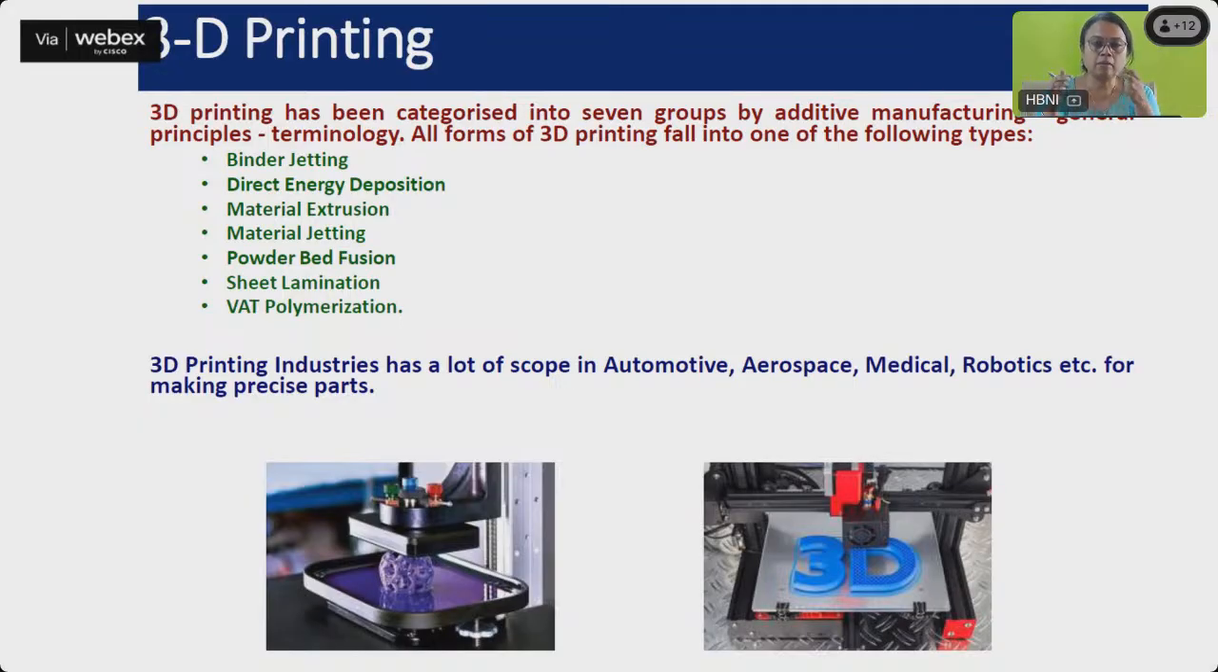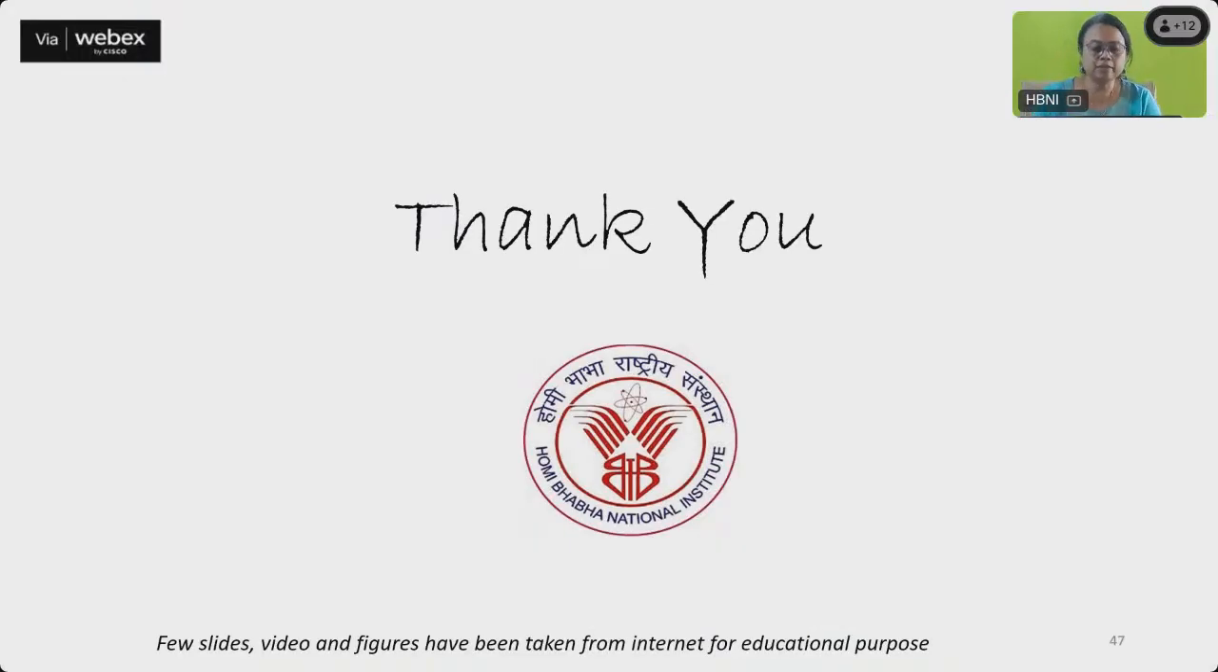They are made this way because if you want to make very precise parts, this is a very good technique, and not for very big sizes. If you want to make a small 3D object with very precise control and some internal design, this is a very good technique. And you can also select the material which you want to use. Okay, so this is the end of today's lecture.